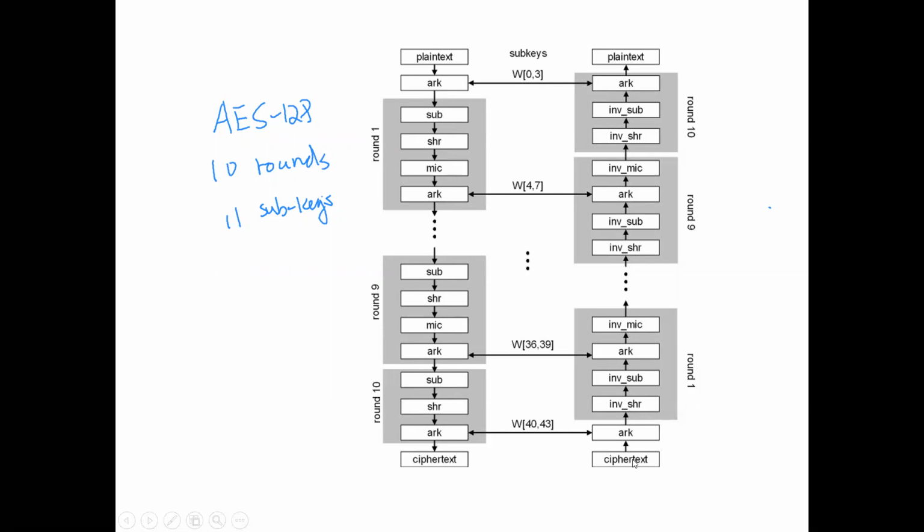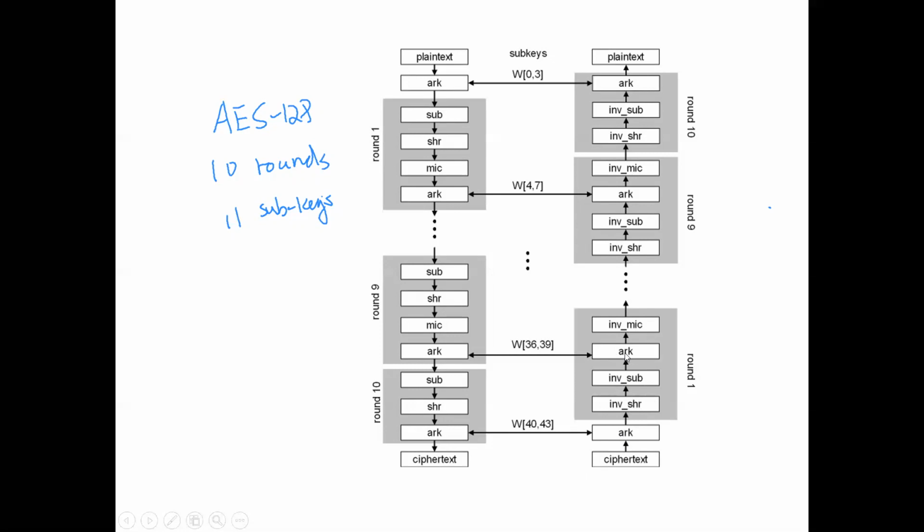Okay, so decryption is not completely symmetrical. Ciphertext comes in, and you use the 11th key, but then the ordering of these operations is inverse shift, inverse sub, ARK.